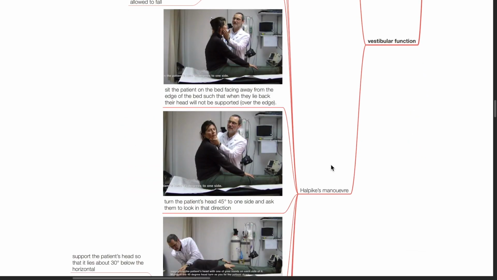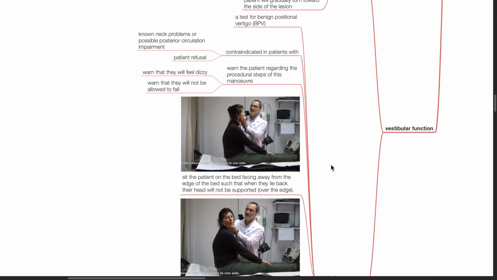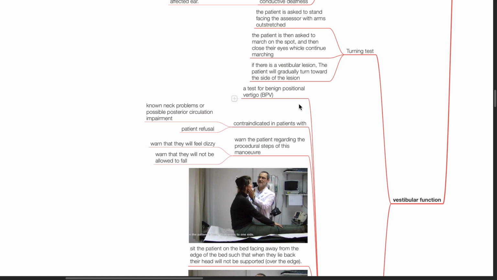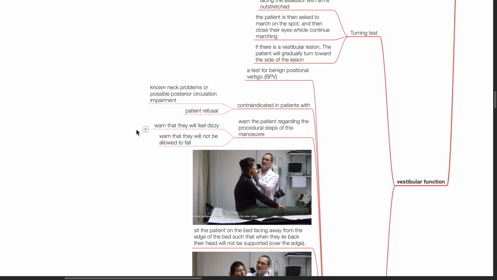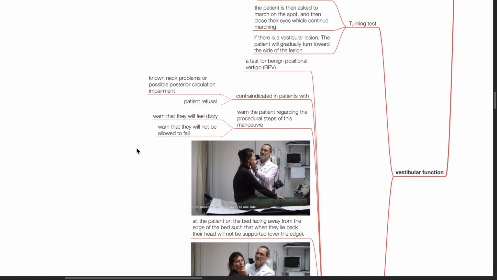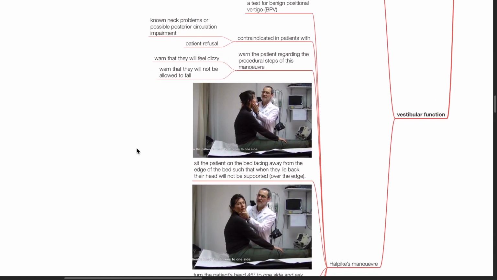Hallpike's maneuver is to test for benign positional vertigo, BPV. This maneuver is contraindicated in patients with neck problems or possible posterior circulation impairment or during patient refusal. Warn the patient regarding the procedural steps of this maneuver, warn that they will feel dizzy, and warn that they will not be allowed to fall. Sit the patient on the bed facing away from the edge of the bed such that when they lie back their head will not be supported over the edge.